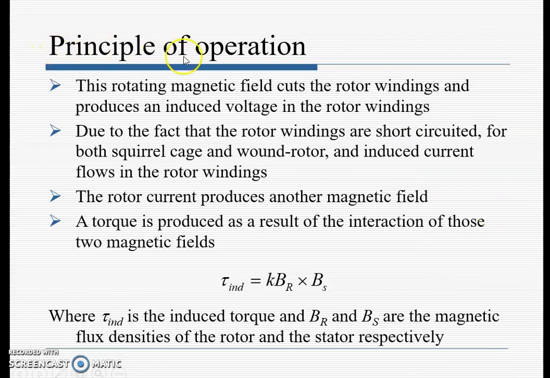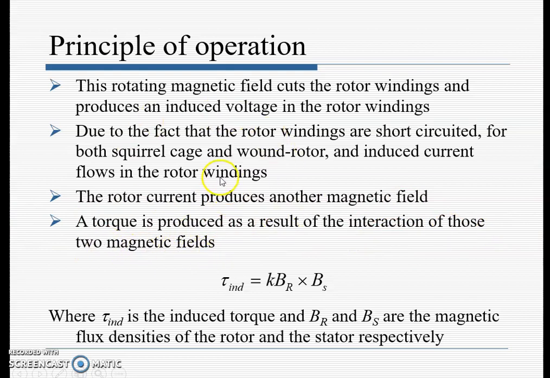Now let's study the principle of operation for the induction motor. This rotating magnetic field cuts the rotor windings and produces an induced voltage in the rotor windings, because the rotor windings are short-circuited for both squirrel cage and wound rotor, and induced current flows in the rotor winding. The rotor current produces another magnetic field. The torque is produced as a result of the interaction of those two magnetic fields.